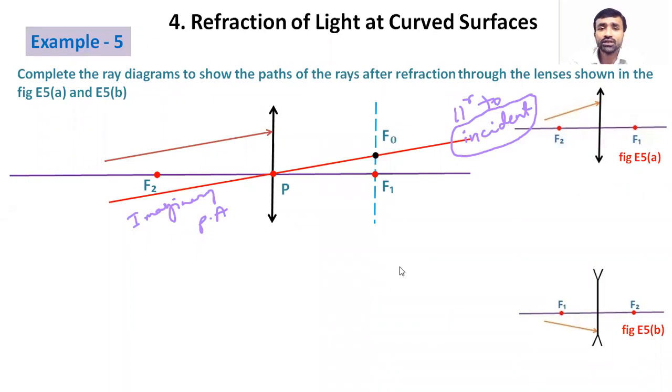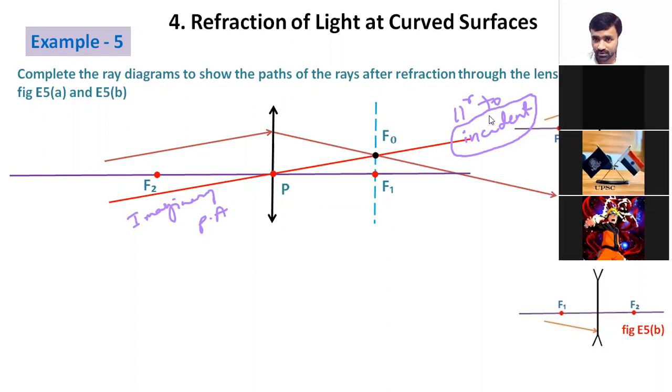Then draw the refracted light ray by connecting the point of incidence and the imaginary focus, and extend it to meet the original principal axis, right? So this is the behavior of the given incident light ray after refracting from the convex lens. Any confusion? Is it clear?